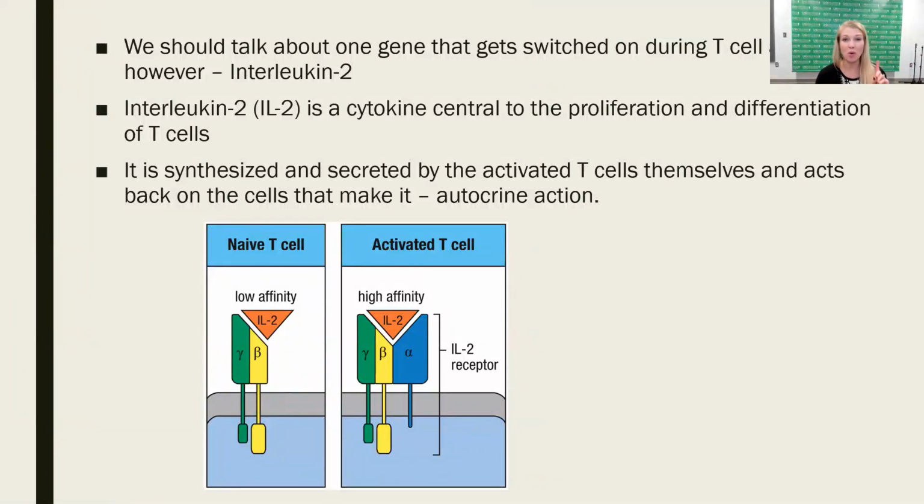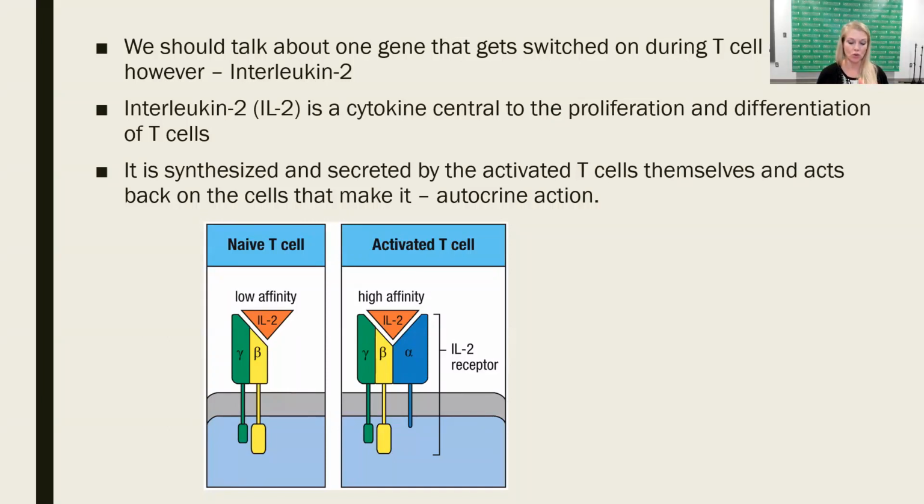But we should talk about one gene that gets turned on because it's vitally important to the rest of the stuff that happens, and that is the IL-2, or the interleukin-2 gene. So there will be a turning on of the IL-2 gene to create interleukin-2. Interleukin-2 is a cytokine that can act in two ways. It can act in paracrine fashion on surrounding cells. It can act in autocrine fashion on itself and further activate itself. So it is a central cytokine to the driving of any immune response.